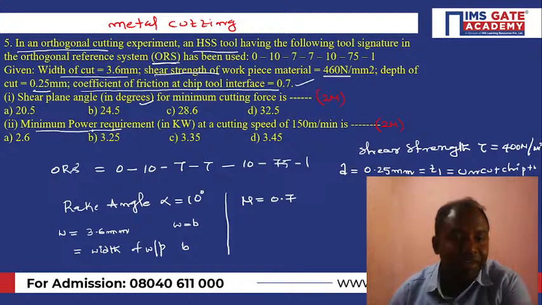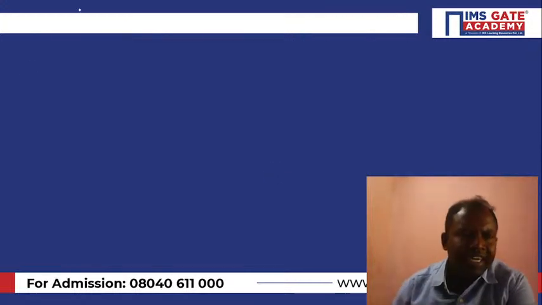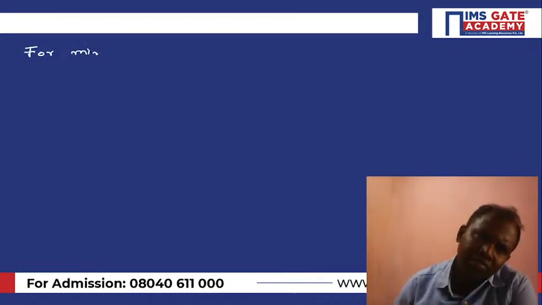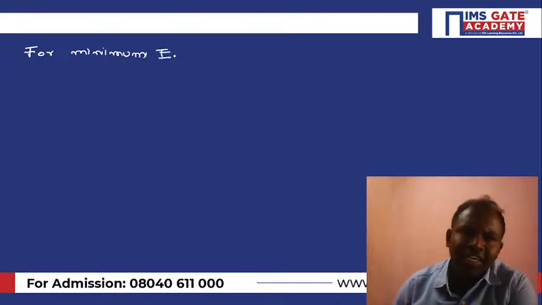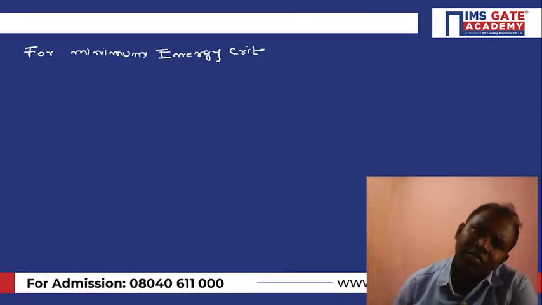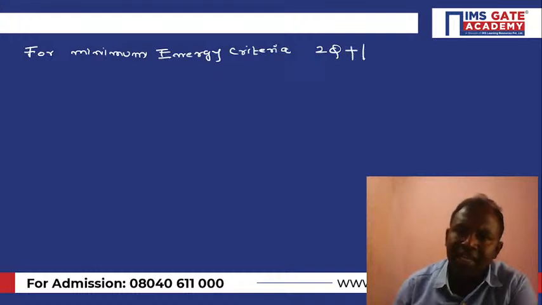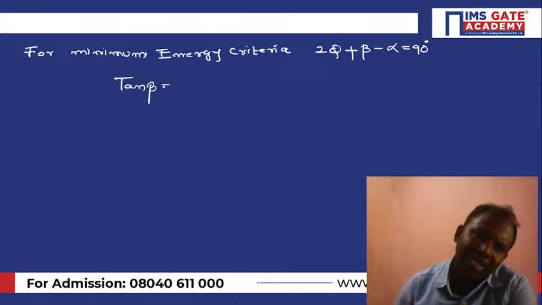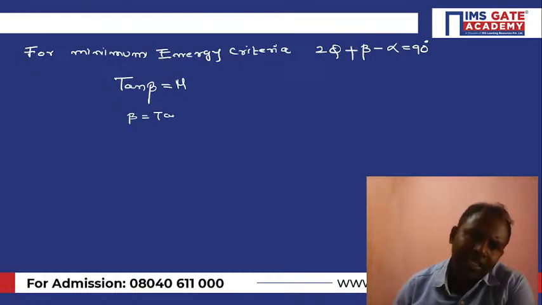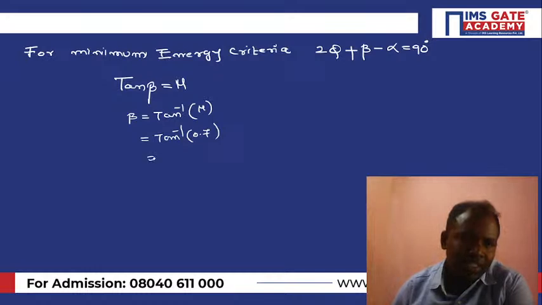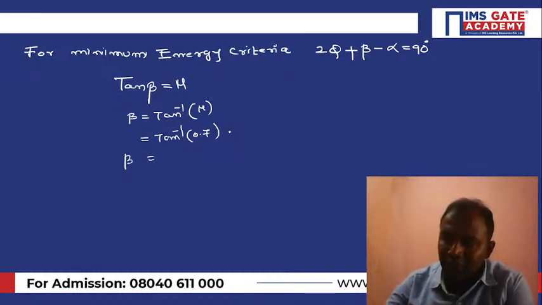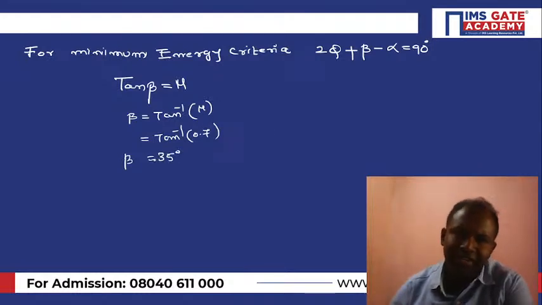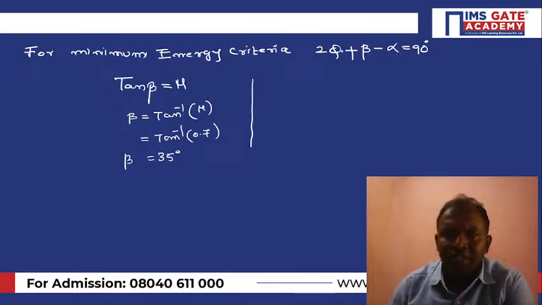All right. Now what we have to find? Shear plane angle, but the minimum energy criteria we have to consider. For the minimum energy criteria, what is the condition? The equation is 2 phi plus beta minus alpha is equal to 90 degrees. Now we know alpha, we don't know beta, we don't know phi. We know one relation, tan beta equals mu, right? So beta equals tan inverse mu, isn't it guys? Tan inverse of 0.7, so you get beta equal to 35 degrees.